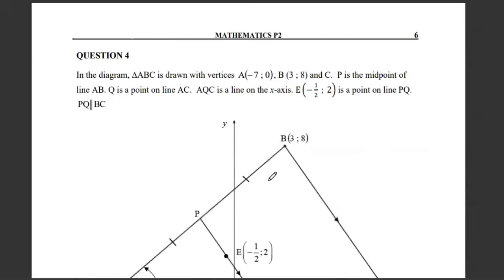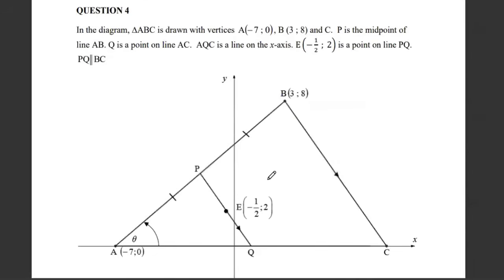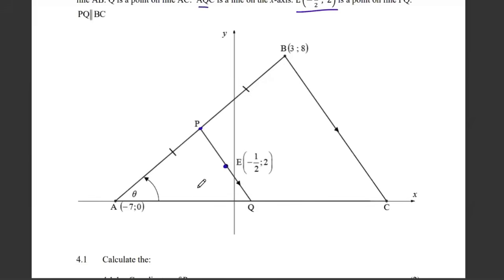Question number 4. In the diagram, ABC is drawn. They're telling us that we have vertices A, B, and C. P is the midpoint in the line. Q is a point on the line AC. This line is drawn on the x-axis. E is given as that. It's a point such that these two lines are parallel. Calculate the coordinates of P.